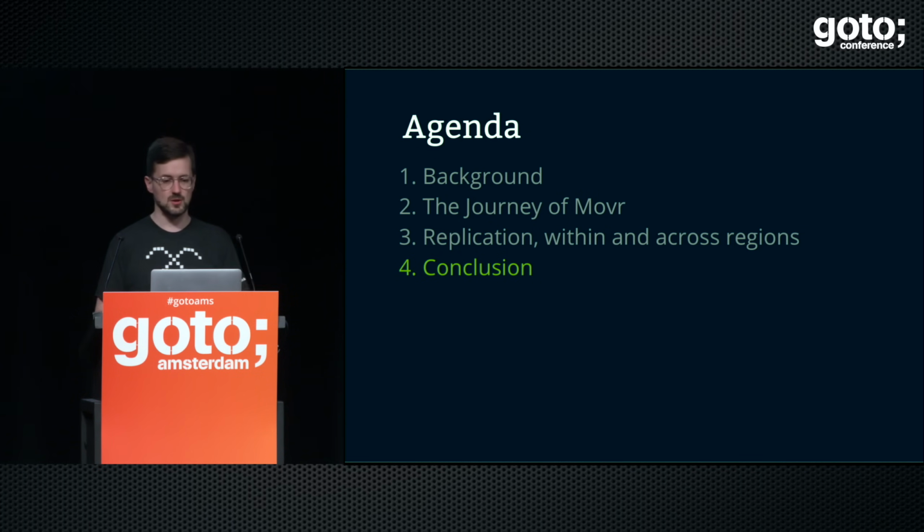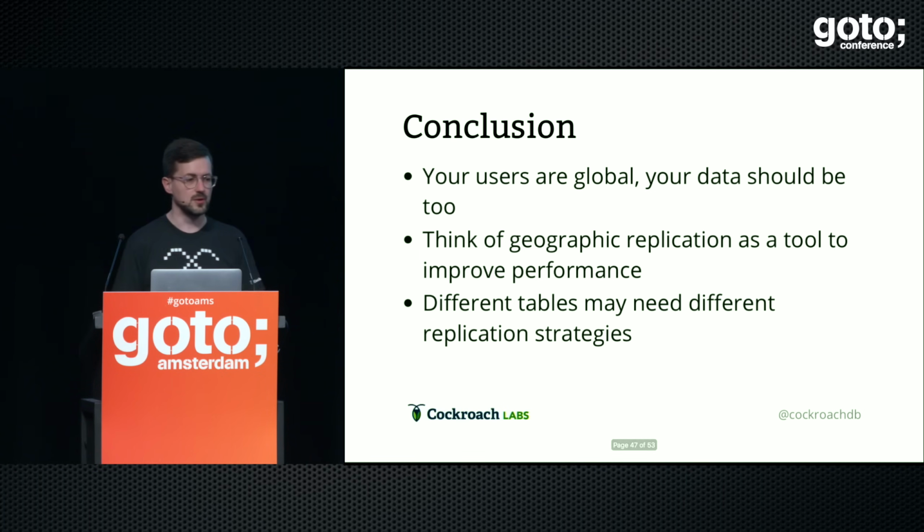So, in conclusion, your users are global, so your data should be too. You should think of geographic replication of your database as a tool to improve your performance, and not just a way to get fault tolerance and scalability. And also think about the fact that different tables may need different replication strategies. So it's important to understand your application's requirements and access patterns in order to get the best performance.